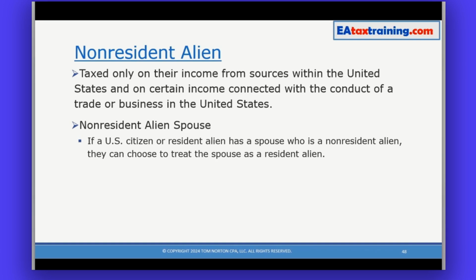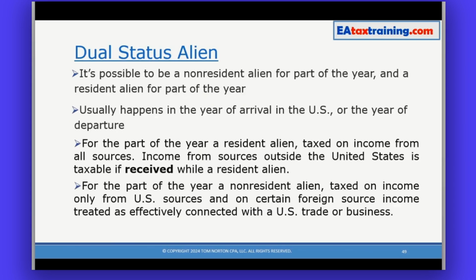There's a bit of a special case for a non-resident alien spouse. If a U.S. citizen or resident alien has a spouse who is a non-resident alien, then they can elect to treat that spouse as a resident alien if they want to. And again, that's fine with the IRS because the resident alien has to pay tax on all of their worldwide income, and the non-resident alien doesn't. So the IRS actually either breaks even or comes out ahead on that deal. That's why they don't mind if you treat that non-resident alien spouse as a resident alien. So we talked about resident aliens and non-resident aliens.